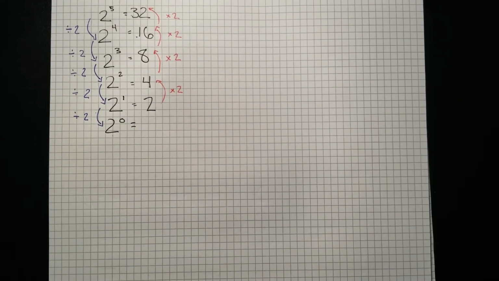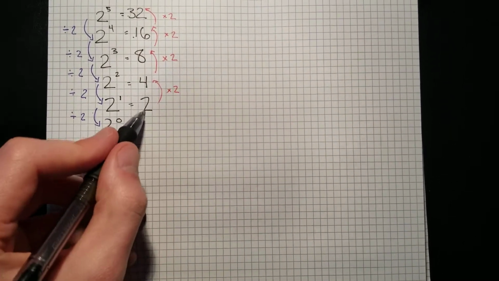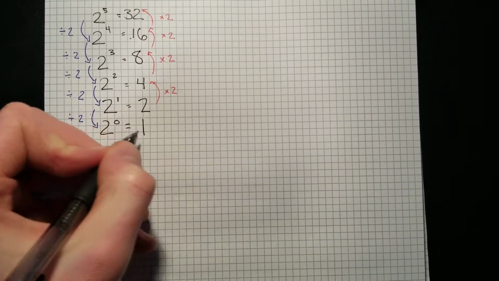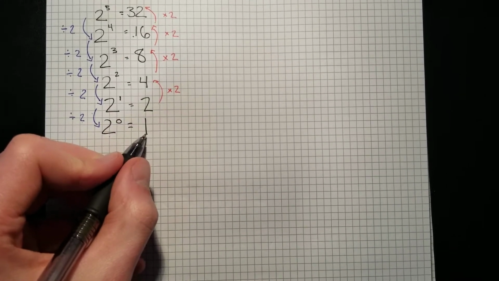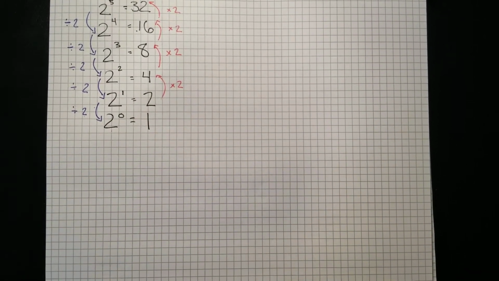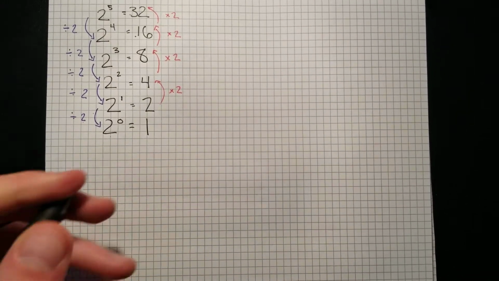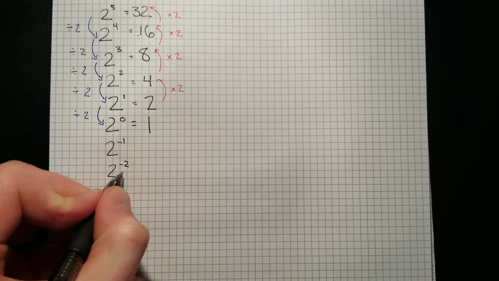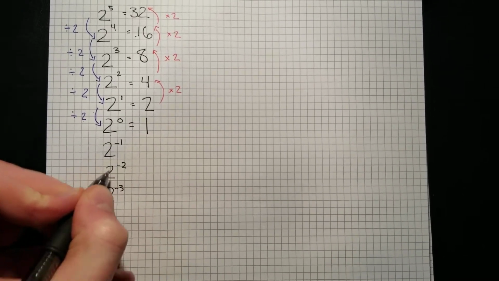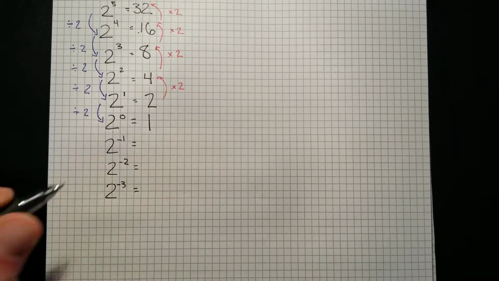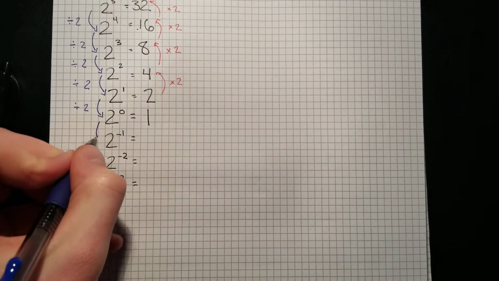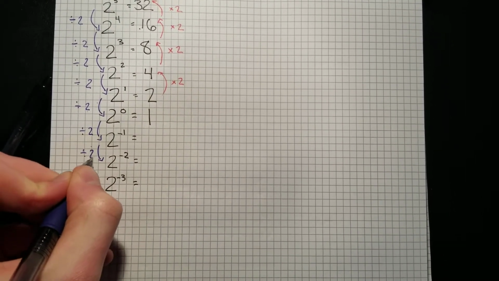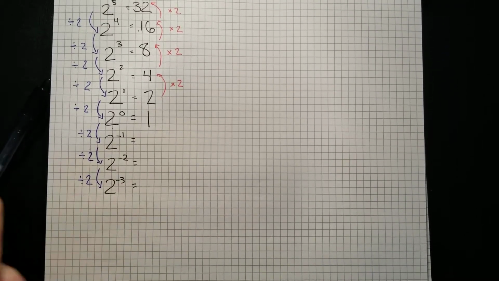So if I asked you, what in fact is 2 to the 0? Well, what's 2 divided by 2? 2 divided by 2 is, of course, 1. So that is what you would get. Now, we can actually continue this process. So let's do 2 to the negative 1, 2 to the negative 2, and 2 to the negative 3. We're going to continue the same thing, dividing by 2, dividing by 2, and dividing by 2.